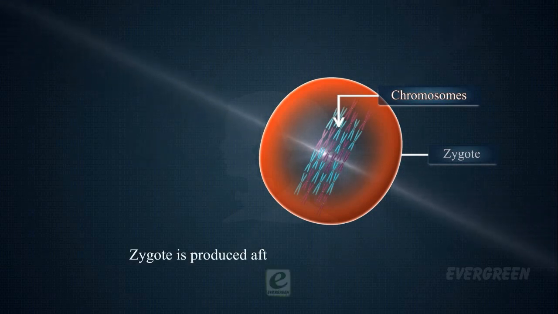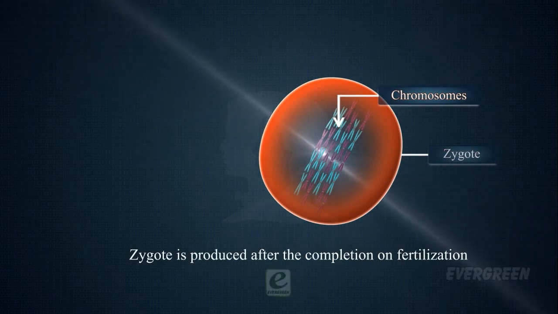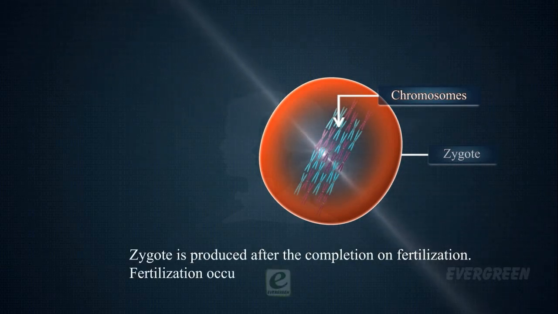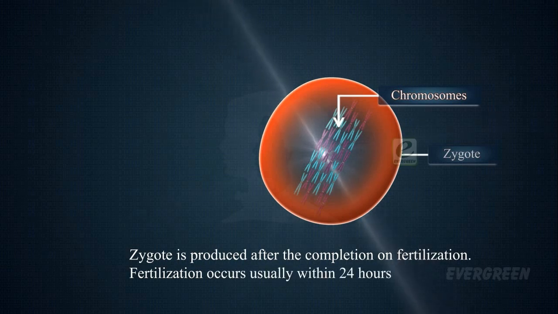Zygote is produced after the completion of fertilization. Fertilization occurs usually within 24 hours of ovulation.